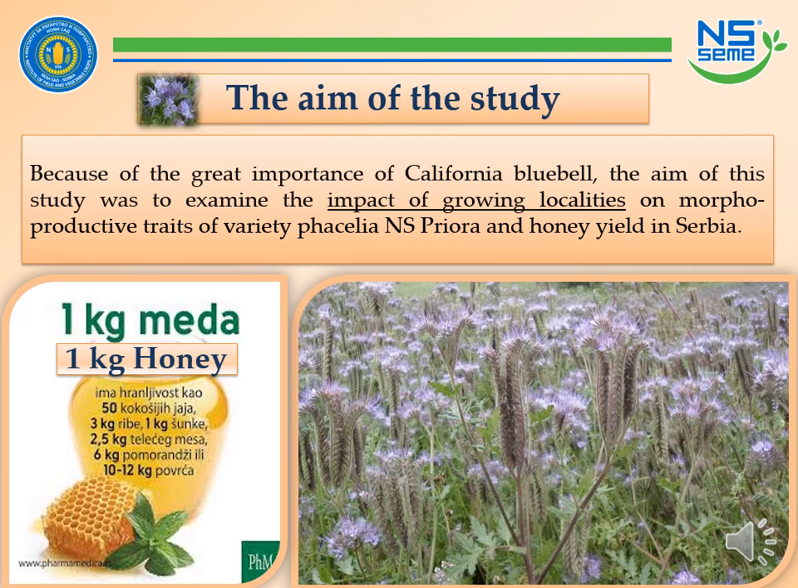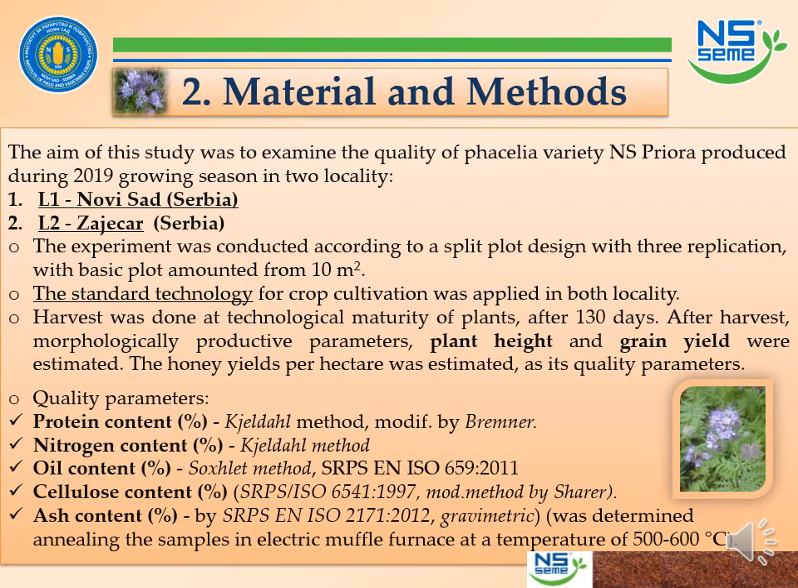Because of the great importance of California bluebell, the aim of this study was to examine the impact of growing localities on morphoproductive traits of variety PHACELIA NS priora and honey yield in Serbia. The aim of this study was to examine the quality parameters of PHACELIA variety NS priora produced during the 2019 growing season in 2 localities. The first locality was in Novi Sad, while the second locality was in Zaječar.